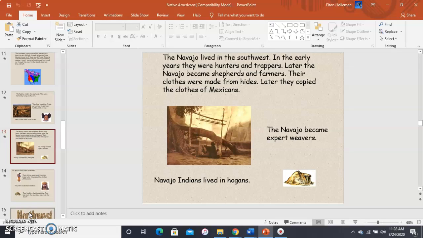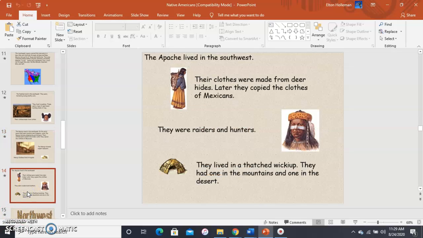Navajo lived in the southwest as well. In the early years, they were just hunters and trappers. Later, the Navajo became shepherds and farmers. Their clothing made from the hides of those sheep. Later, they copied, of course, clothes of the Mexicans, and the Navajo became expert weavers. Navajo Indians lived in what's called hogans.